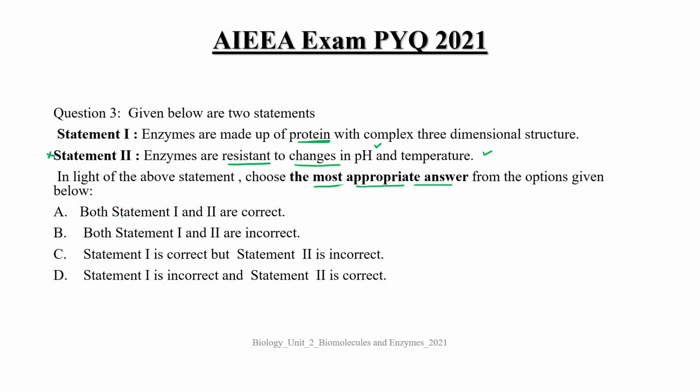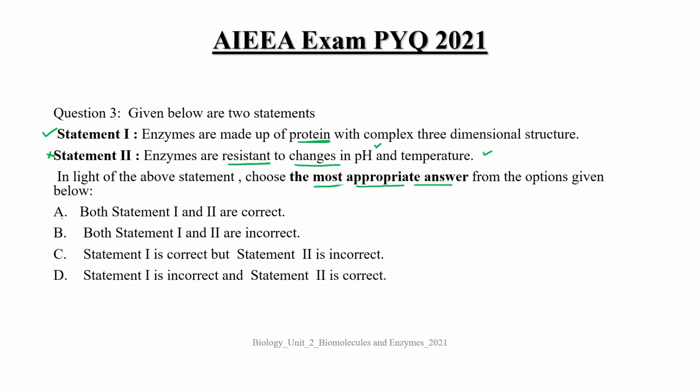Let's see what they have given us in different choices. In choice number A, both statement 1 and 2 are correct. No, both statements are not correct. Choice B, both statement 1 and 2 are incorrect. No. Choice number 3, statement 1 is correct, but statement 2 is incorrect. Yes, according to me, this is the right answer. And in choice number D, they have mentioned that statement 1 is incorrect and statement 2 is correct. No, just the reverse is given over here.